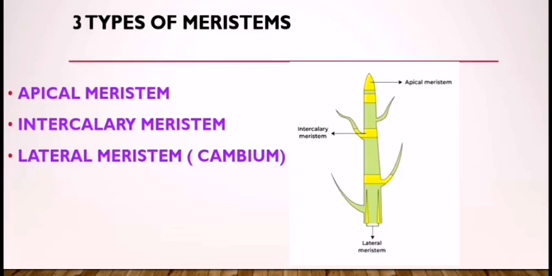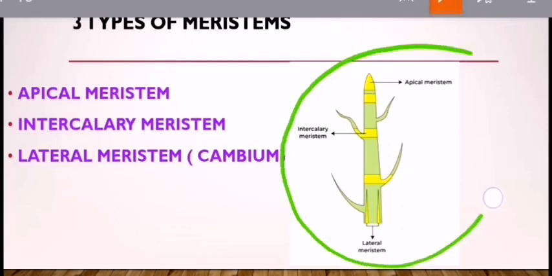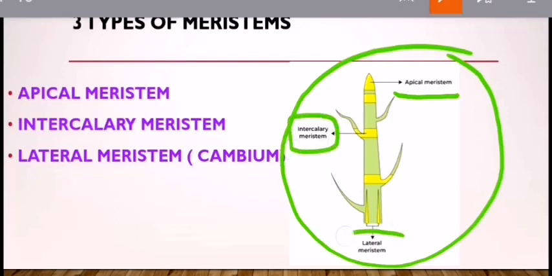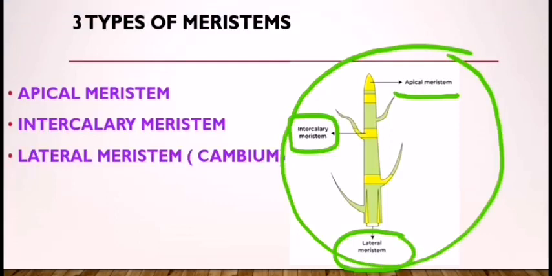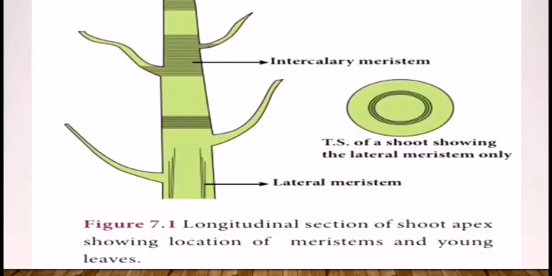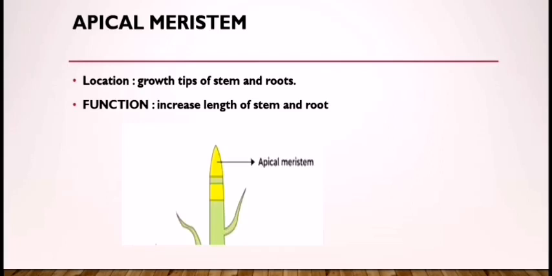Let's see the 3 types of meristems: apical meristem, intercalary meristem and lateral meristem. Lateral meristem is also called cambium. This is the most important diagram which will come. Here, apical meristem is present in the tip of the shoot. Then this is intercalary meristem and lateral meristem. Let's see in more detail. Apical meristem is in this topmost region, intercalary meristem in the middle and lateral meristem at the bottom. Now what is apical meristem?